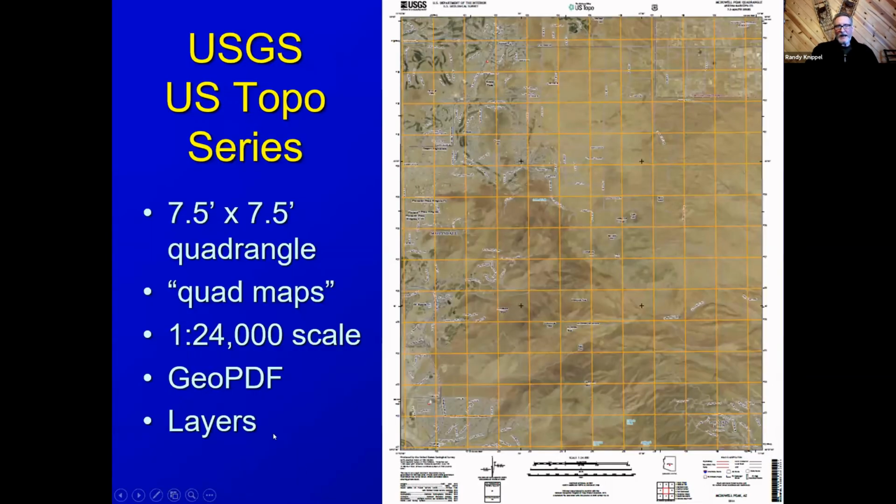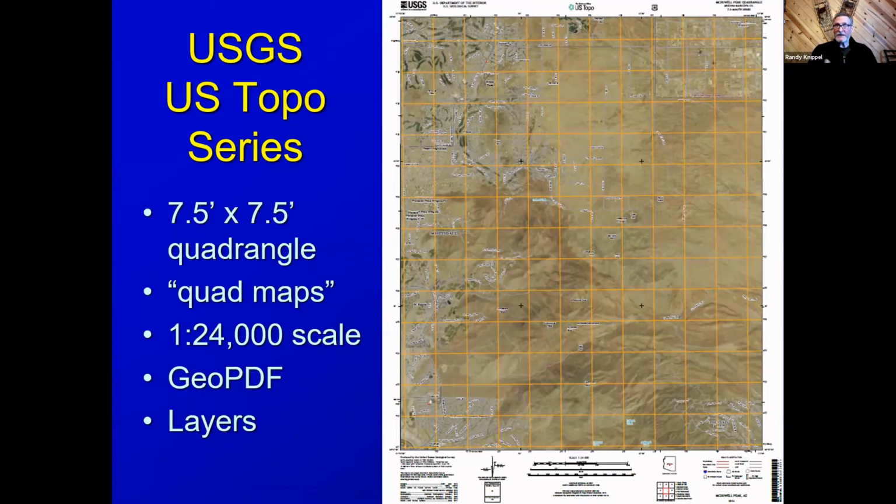We also have the USGS US Topos. Those are available nationwide. These are National Grid compliant. They have a UTM grid on them. These are 7.5 minute by 7.5 minute quadrangles. They've typically been referred to as quad maps, 1 to 24,000 scale as well. These are GeoPDFs. I didn't mention that all the maps that we've created statewide, the 10K maps and the 1K maps, are all created as GeoPDFs as well. The US Topos are all GeoPDFs.